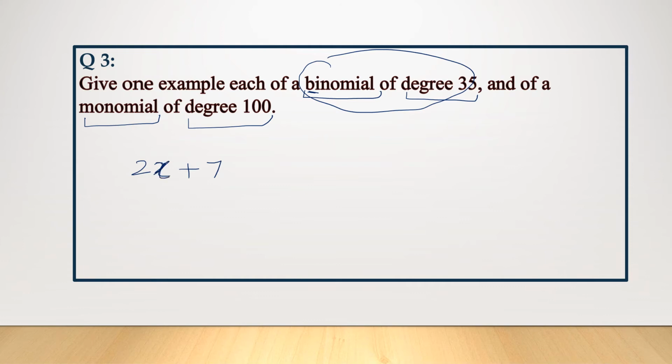Binomial is done. Now degree 35. Degree 35, that is highest power on the variable, right? So I can write 2x power 35, right? Binomial, and the degree is 35. Now let's consider another example. We can write 4x raised to the power 35 minus 3x raised to the power 32. Now see, there are two terms, so it's a binomial, and exponent here is 35 and here it is 32. Highest is 35, so this is a binomial of degree 35. So you can write as many as you want.